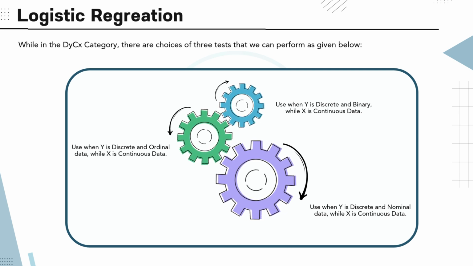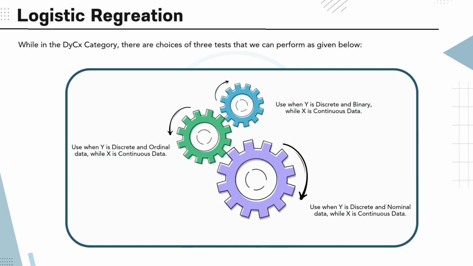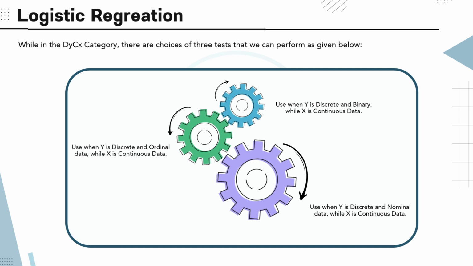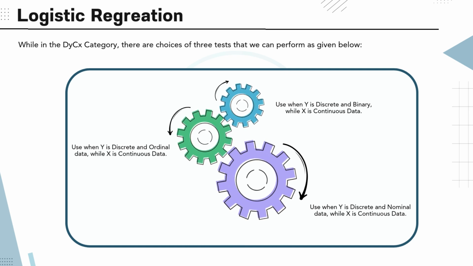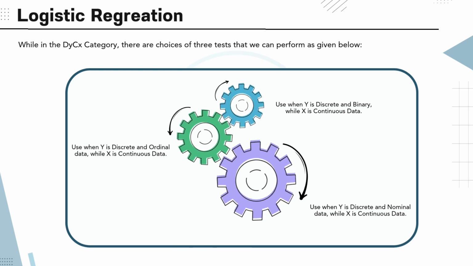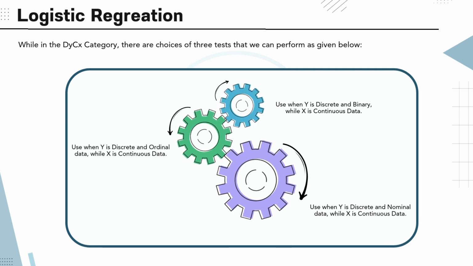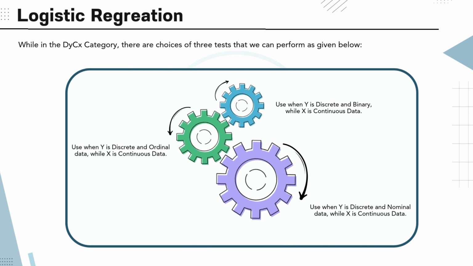Nominal logistic regression, NLR. Nominal logistic regression is applied when the y variable has more than two categories, and those categories have no natural order, such as selecting among different product types or departments. Again, x is continuous. This regression helps us understand how x influences the probability of each y category.